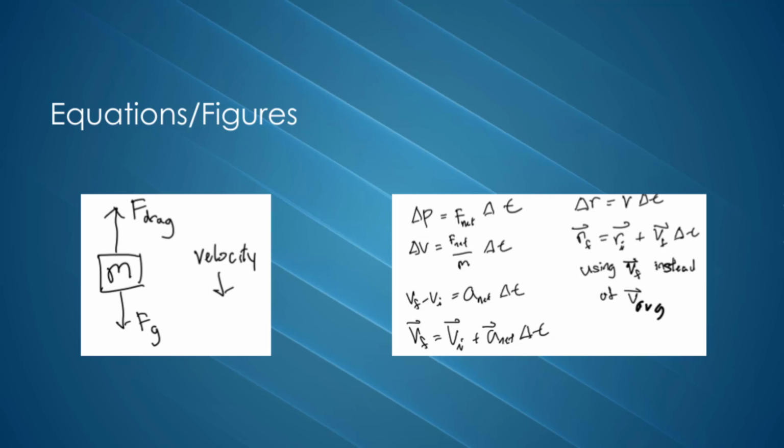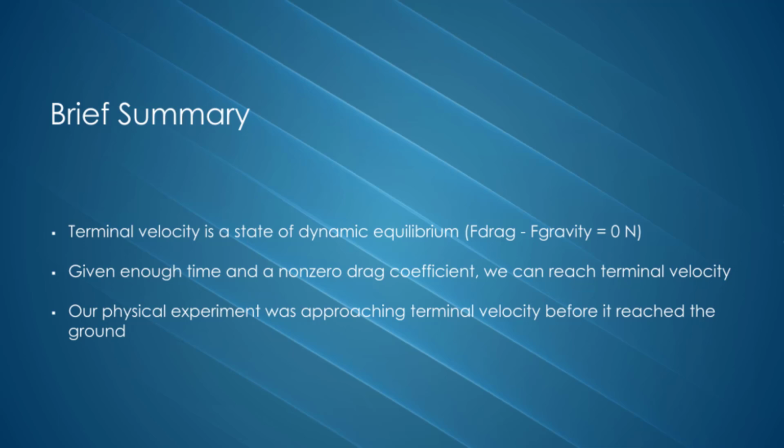For our model, there is a force of gravity causing our object to move down in the negative y direction, and there is a force of drag opposing that motion. In order to calculate the velocity and position of our object, we will be using the position update formula from Newton's second law. And we will use the final velocity instead of the average velocity because our force is not constant.